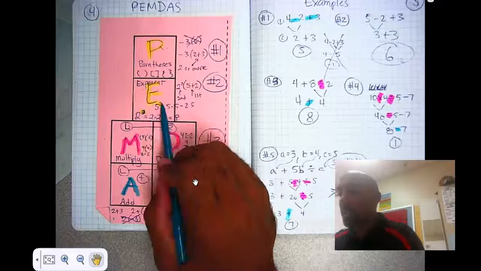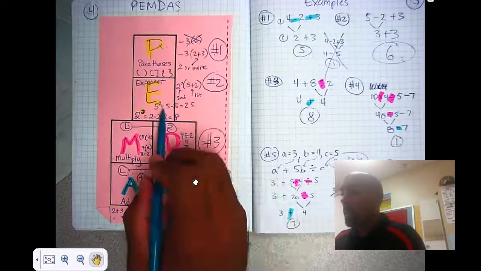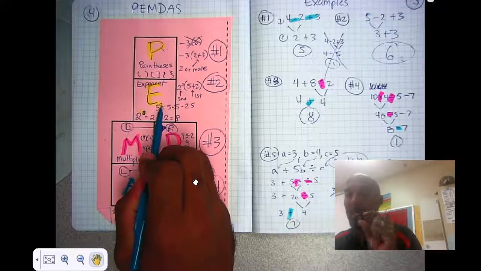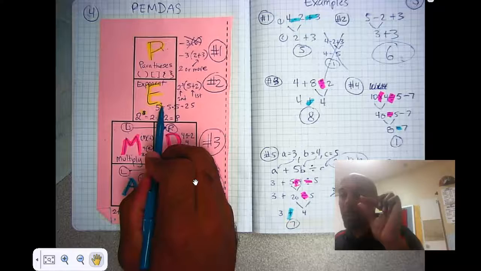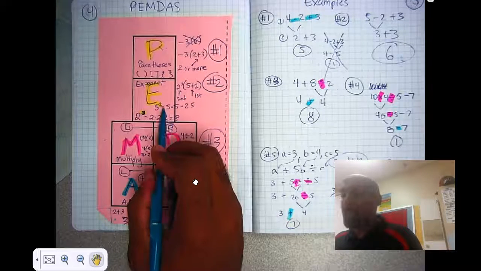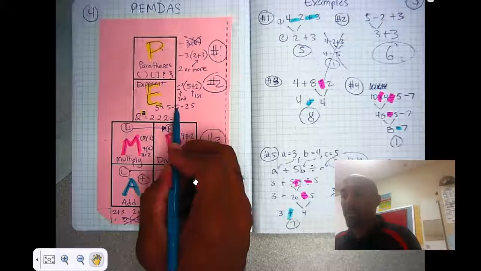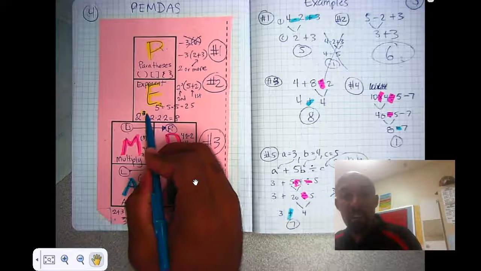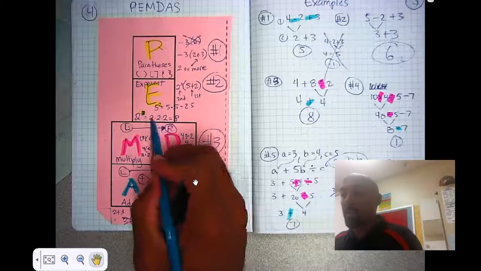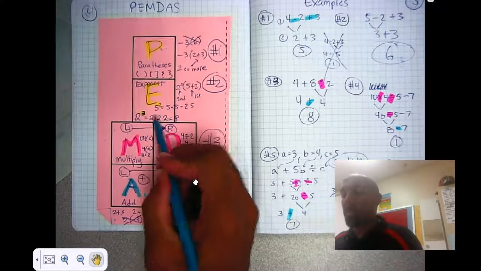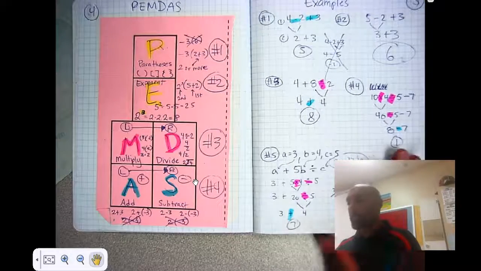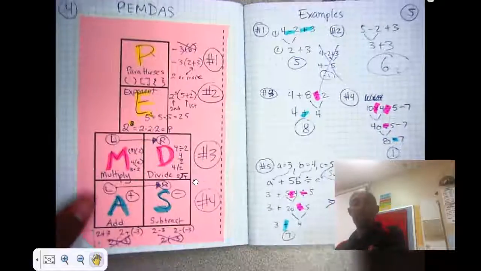Then we have exponents. Okay, we just did that. And again, if you look at the little number, it's not the number times the little number. That just tells you how many times you multiply. So 5 to the 2 is 5 times 5. 2 to the 3 means multiply 2 three times: 2, 2, 2. 2 times 2 is 4, times 2 is 8. Okay. Now let's move on to your worksheet.